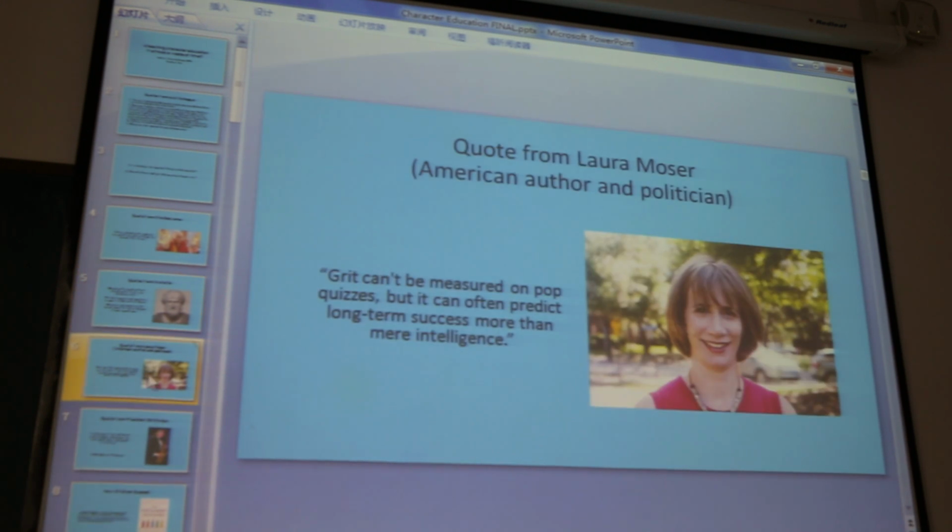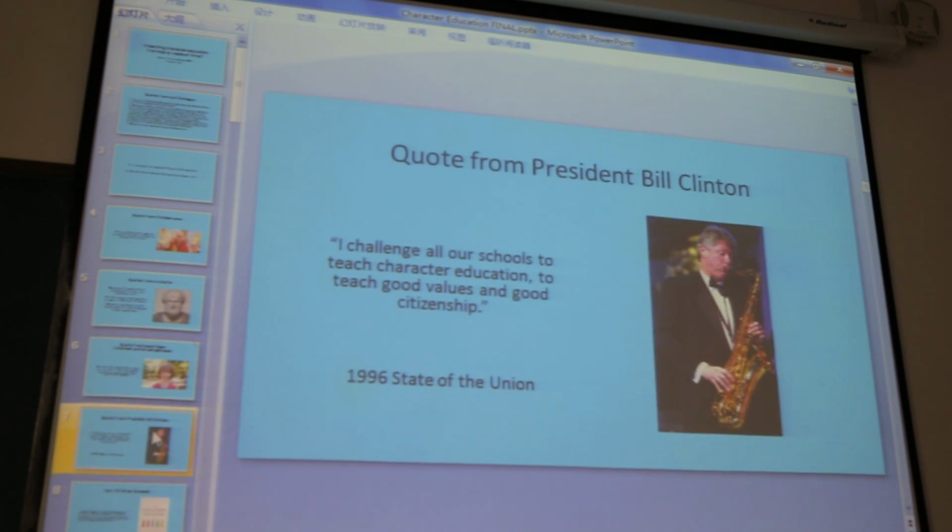Now, we look at this woman who I am not too familiar with, but I wanted to get a woman and someone current, someone who's still alive. But I came across this quote from Laura Moser, I believe is her name. She's an author, she's a politician, she's American, and unlike Aristotle, she's still alive. She said, "Grit can't be measured on pop quizzes, but it can often predict long-term success more than mere intelligence." And last but not least, President Bill Clinton in 1996, in his State of the Union, said, "I challenge all our schools to teach character education, to teach good values and good citizenship."